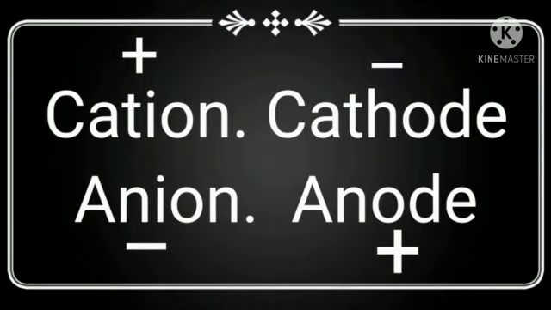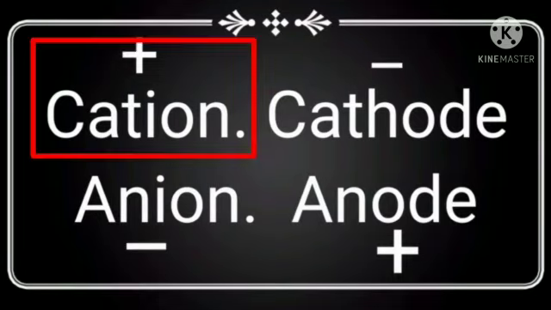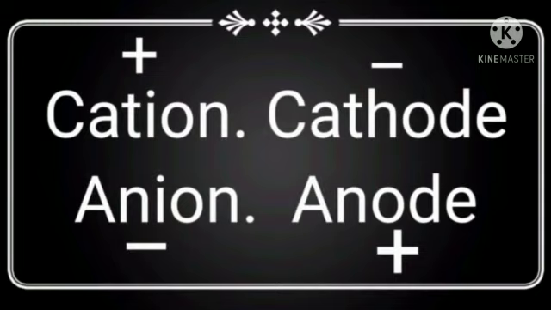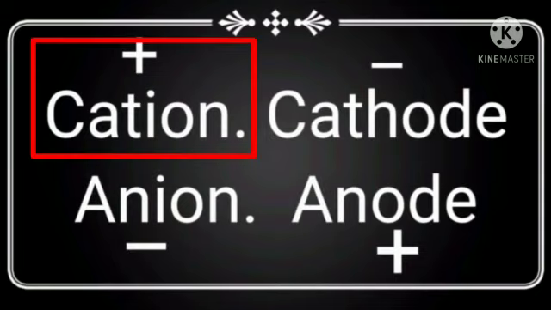If you are confused, you must write this order: cation, cathode, anion, anode. First, remember the cation. Normally we think positive, negative only; we won't think negative, positive, isn't it? So the first one is cation. You just think that it is positive. By using cation as positive, you can write all the charges of cathode, anion, anode.